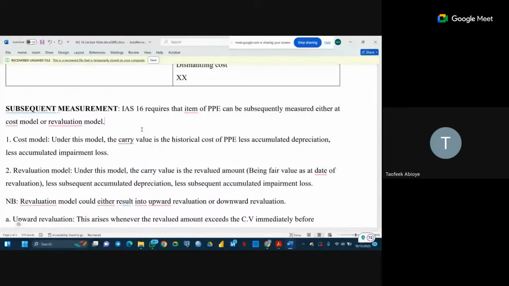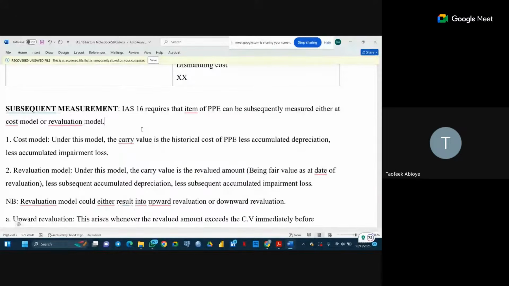So if we are using the cost model for subsequent recognition, we arrive at the value of that asset as at the reporting date by considering the initial cost, less accumulated depreciation, less accumulated impairment. And if we decide that we don't want to use the cost model, we can also use the revaluation model. Under the revaluation model, the carrying value is the fair value as at the date of revaluation, less subsequent accumulated depreciation and less subsequent accumulated impairment loss.